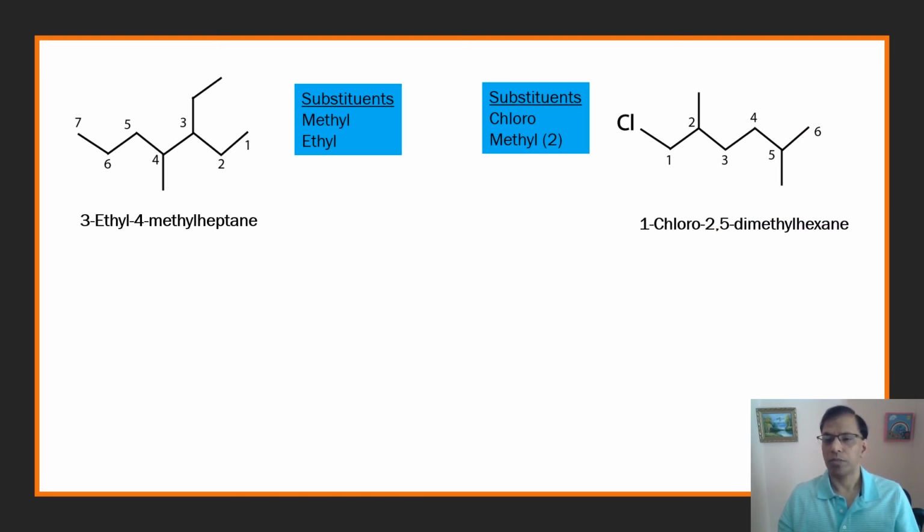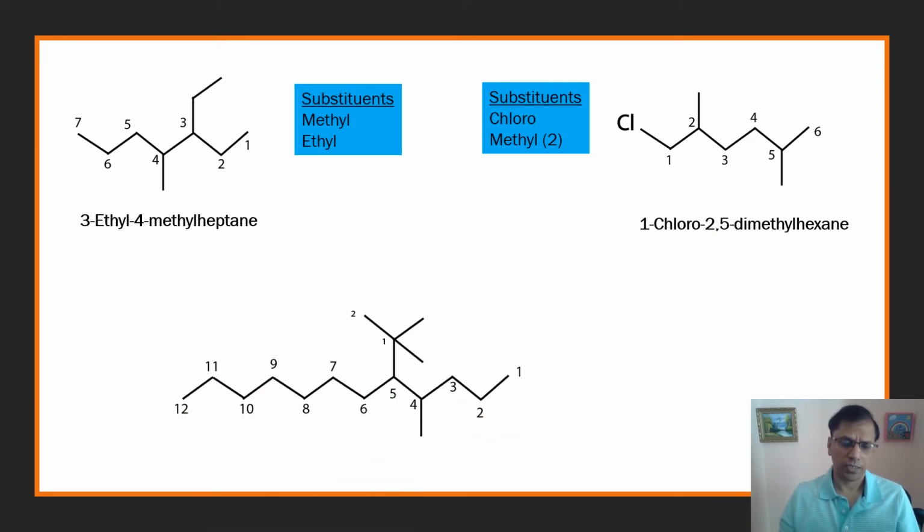So this compound will be called 1-chloro-2,5-dimethylhexane. The longest chain is 6 carbon atoms, so it's called hexane, and it's called dimethyl. We use the prefix di because there are 2 methyl groups, and they are located on carbon atoms 2 and 5. Let's look at another example. This looks like a pretty large molecule. So the parent chain has 12 carbon atoms.